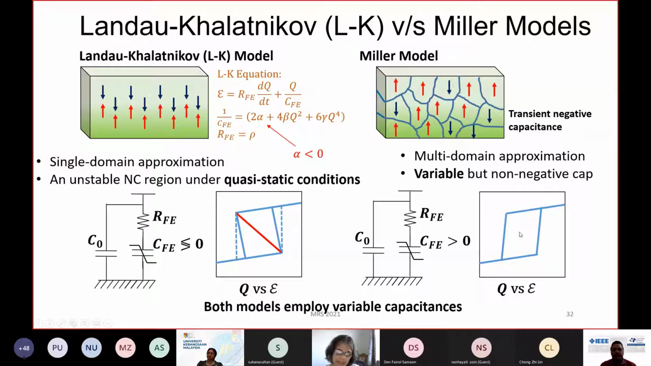And because of the time it takes to switch these domains or these dipoles, you get what is known as transient negative capacitance. So this circuit is exactly the same as this, except that this capacitance is always positive. It does not need this capacitor to have this negative region. And both of these models employ variable capacitances. And the question that we have been asking is, is this really essential? Is this the only situation where you can get steep switching?